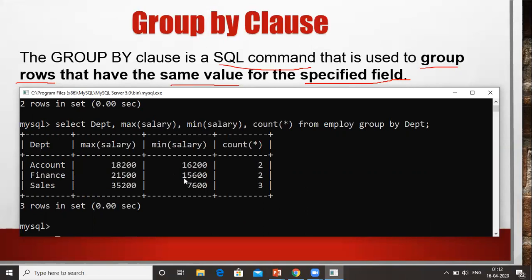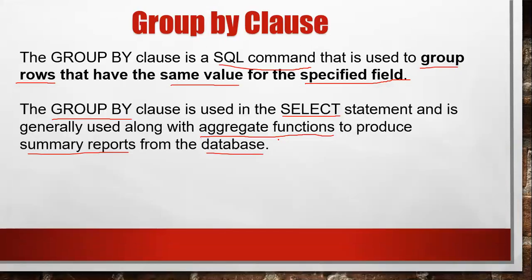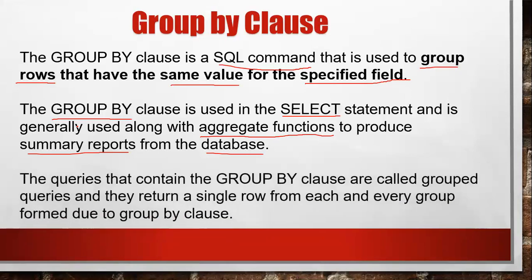So how am I getting this result? Just because of this group by. Group by helps us to give the summary. So the group by clause is used in the select statement and is generally used along with aggregate functions to produce summary reports from the database, right? And the last thing is that the queries that contain the group by clause are called grouped queries. The queries in which the group by clause is used are called grouped queries, and they return a single row from each and every group formed by the group by clause.